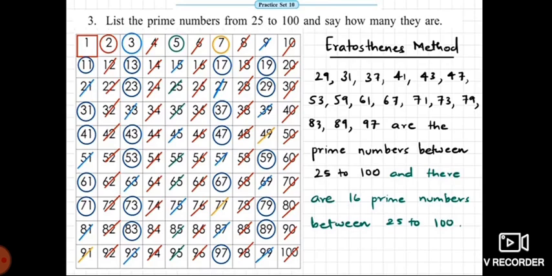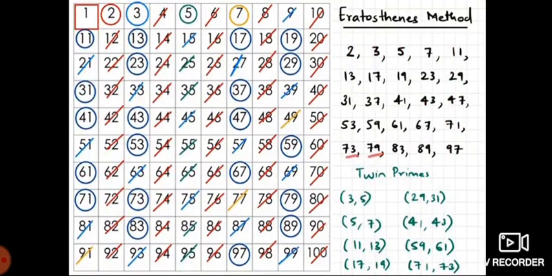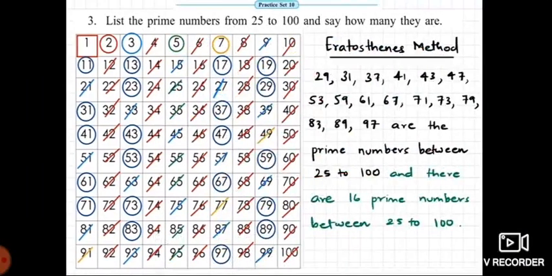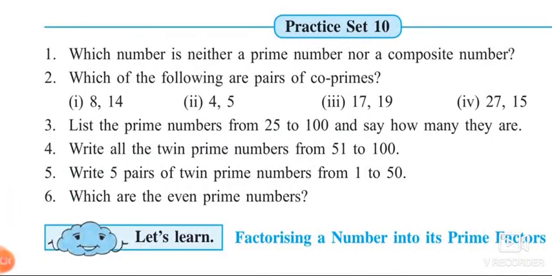Okay, now we'll move on to the next question. The next question is, write all the twin prime numbers from 51 to 100. So what is a twin prime number? Two numbers which are co-prime. Okay, but if you take those two numbers and subtract them from each other, the difference should be 2. Yes or no? Then those two numbers will be twin primes. So like this you have to select twin prime numbers from 51 to 100.